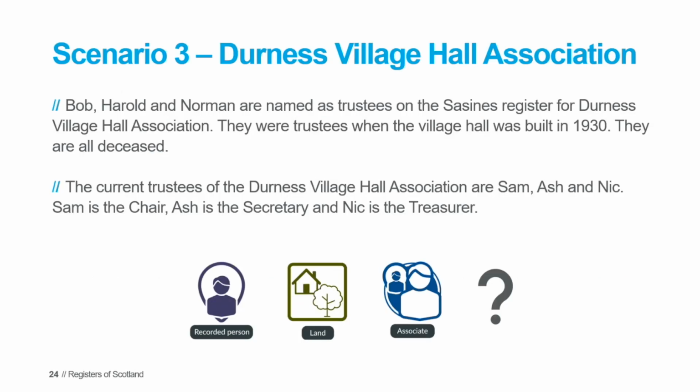We'll now move on to our last scenario. Here we have Bob, Harold, and Norman. They are named as trustees on the Sasines Register for Durness Village Hall Association. They were trustees when the village hall was built in 1930. They are all deceased. The current trustees of the association are Sam, Ash, and Nick. Sam is the chair, Ash is the secretary, and Nick is the treasurer. Remember that we said earlier that where those named as owners on the property register are no longer actively involved, the current trustees are to be treated as the owners. To decide whether this example is in scope may require a bit more thought.